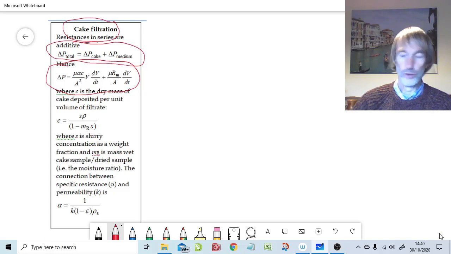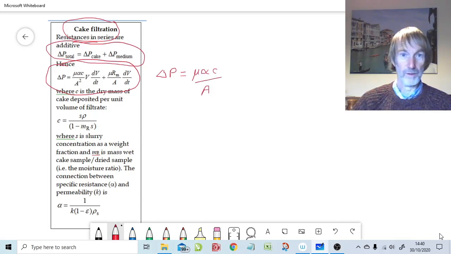And here is Darcy's law converted into things that are relevant to filtration, and you can find how that equation is derived within chapter 5. We're told that we're operating under constant pressure, so we're starting with this equation. That is our total pressure, the pressure over both the cake and the filter medium, and that's the viscosity of the filtrate. That's the specific resistance we've just calculated. That's the dry cake mass per unit volume, which we calculated a few moments ago.